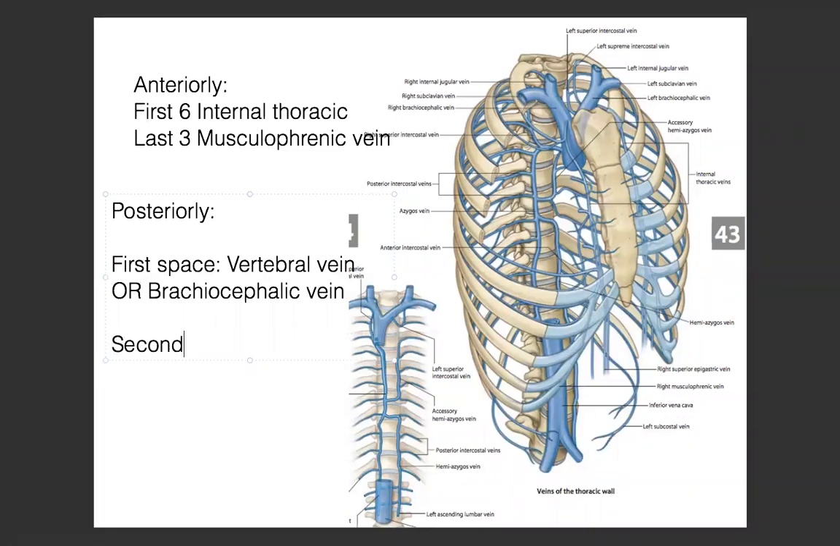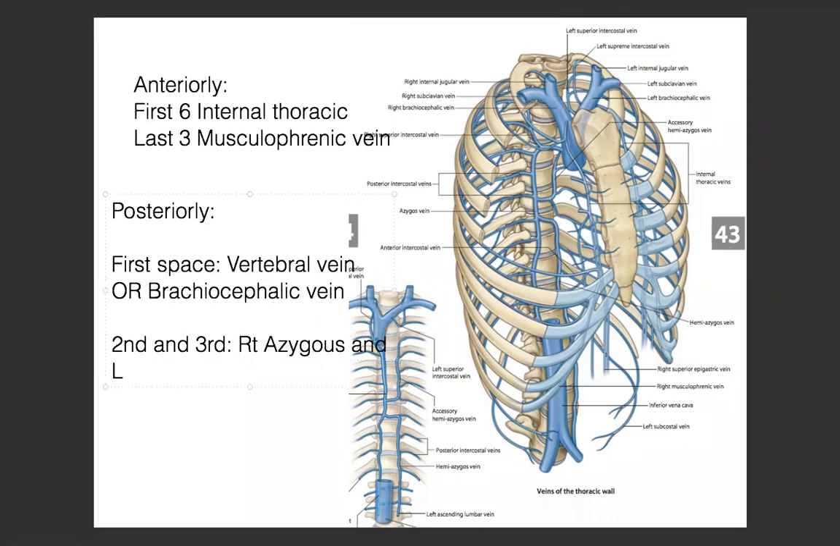I'm sorry, can you repeat the posteriorly again? Yes, of course. Posteriorly, it has a different rule for each space almost. The first space either drains directly into the vertebral vein, in the neck, or into the brachiocephalic vein. Then the second and third spaces have their own rule. They drain into the brachiocephalic vein or the azygous vein, depending on whether they're right or left. If it's right, it drains into the azygous.